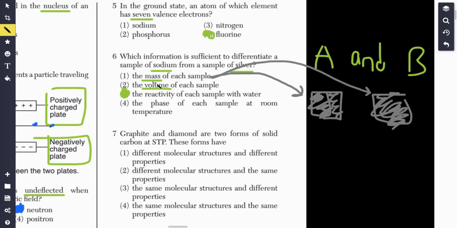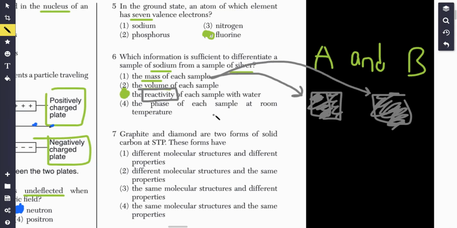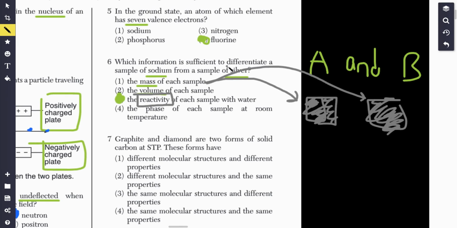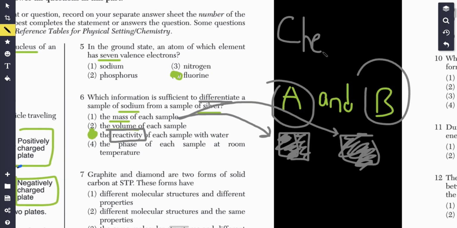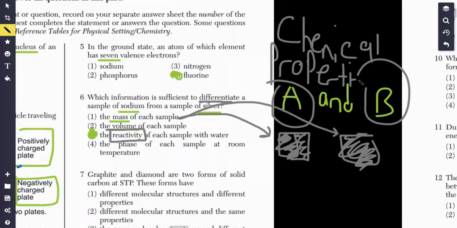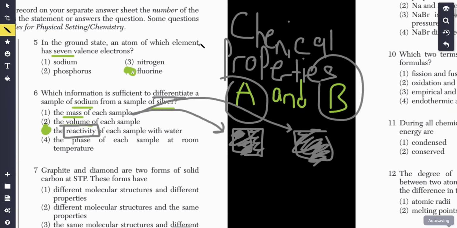That's not enough. What you really need to know is how they react, okay? The reactivity of each sample with water. Because a lot of times, what actually helps you differentiate one thing from another thing is chemical properties. How they react, basically, right? Their kind of atomic structure. Chemical properties help you separate one thing from the other thing.